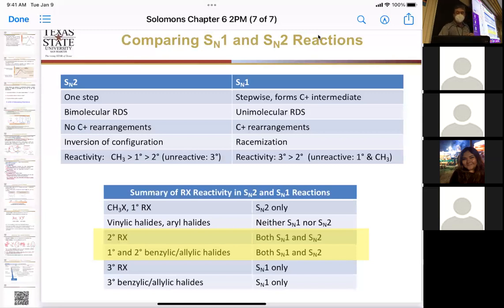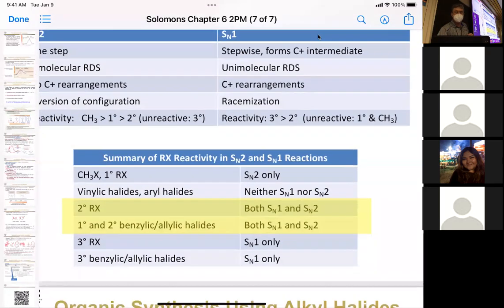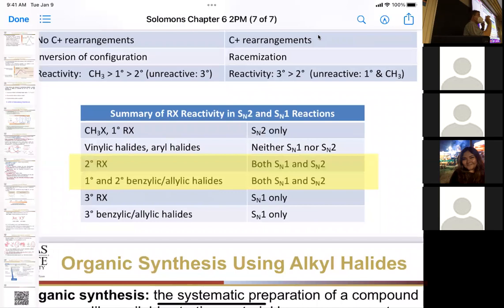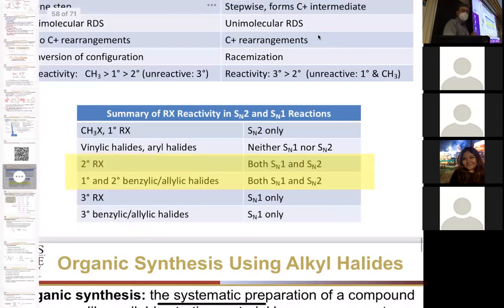Okay, now if we add to that our vinylic and aryls, the vinylic, the one where the halogen is on the sp2 carbon, don't react at all. So that makes it easier. When you have tertiary alkyl halides, SN1 only. Too sterically hindered, they will not react by SN2, therefore it's going to make us form the carbocation. Okay, and then our primaries and methyls only give SN2.